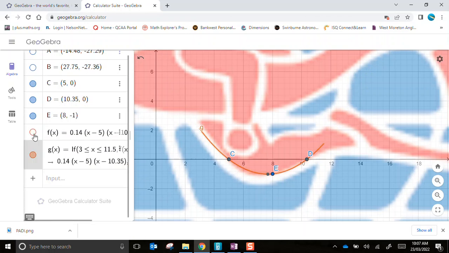Now, if I turn the first one off so we don't see it anymore, now this g of x starts there, does what it has to do, and stops at 11.5. It's close. It's a preliminary model. It's not my final answer, but it's a good start.